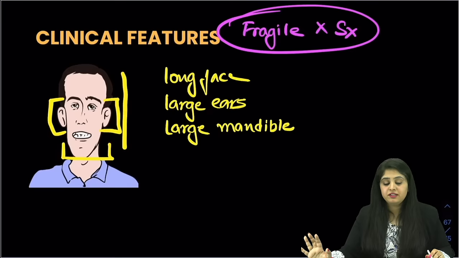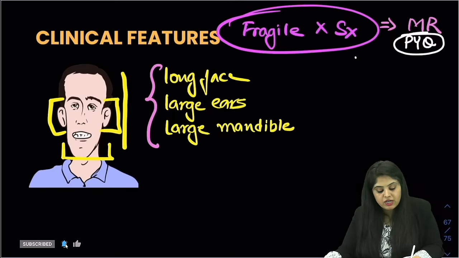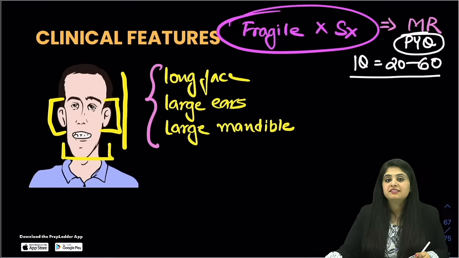Before the facial part, fragile X syndrome patients have mental retardation. Previous year NEET question, what is the IQ of fragile X syndrome patients? It's between 20 to 60. That's the IQ, between 20 to 60.